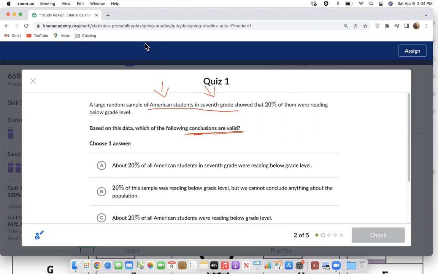I like that. So it uses the sample that it took to make a statement about the population, and the population is all American students in 7th grade. So I'm going to click that for now.